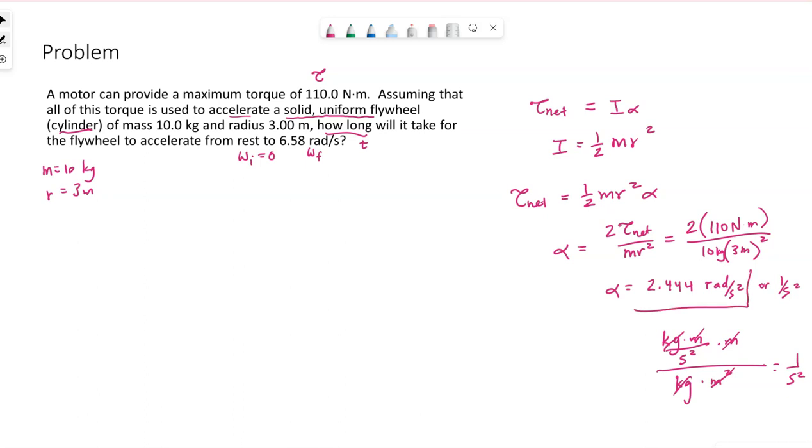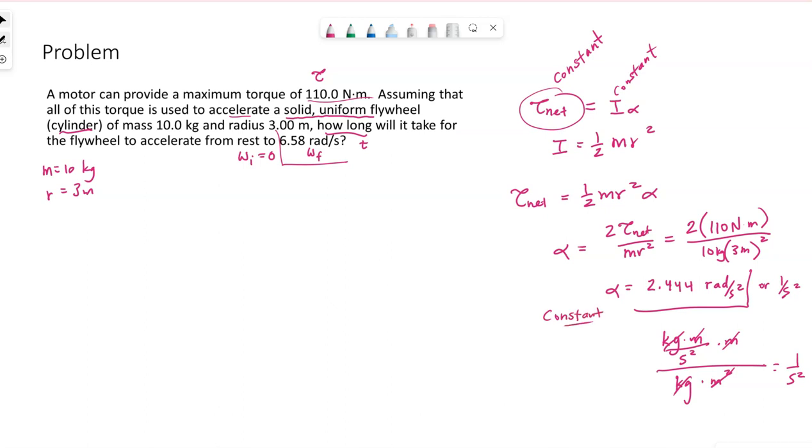Now to finish this, we're trying to get to a time. We know this flywheel is starting at rest. We know it has a final angular speed of 6.58 radians per second. Now this torque is constant. I is constant. So this angular acceleration we've come up with is constant.